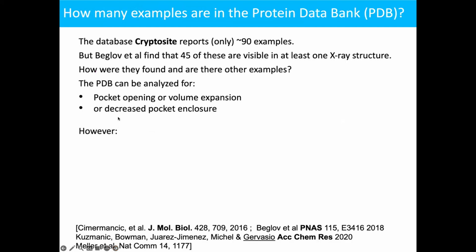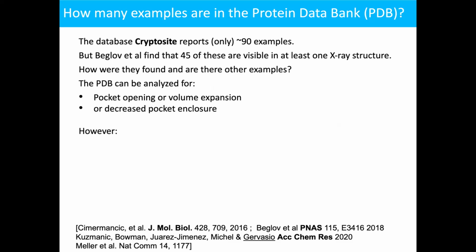How many examples are there in the protein data bank? One of the first repositories, which was then used to design a machine learning approach to find them, was CryptoSite, which reported about 90 examples. So it's a very small fraction of the proteins deposited in the protein data bank. Then a study by Beglow et al. from the group of Vajda found that of these 90 examples, 45 are not really cryptic, in the sense that the cavity is visible in at least one of the deposited X-ray structures.